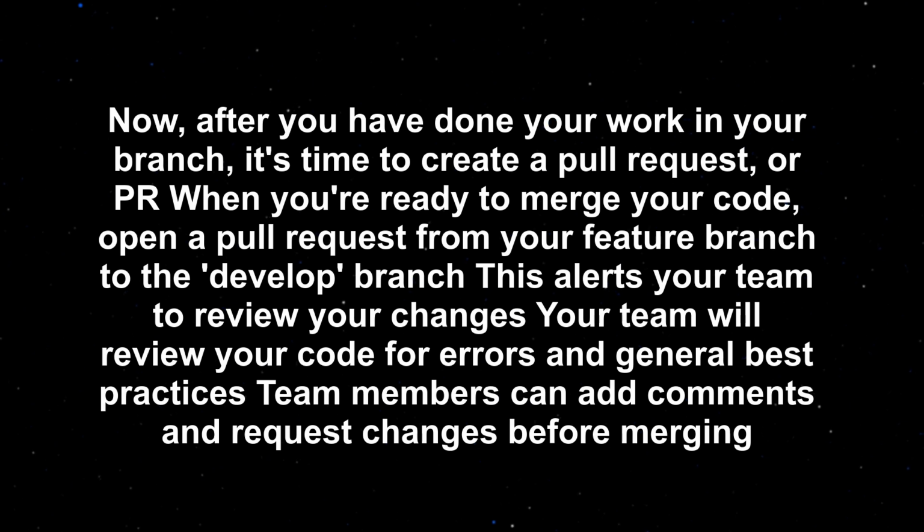Now, after you have done your work in your branch, it's time to create a pull request, or PR. When you're ready to merge your code, open a pull request from your feature branch to the develop branch. This alerts your team to review your changes. Your team will review your code for errors and general best practices. Team members can add comments and request changes before merging.